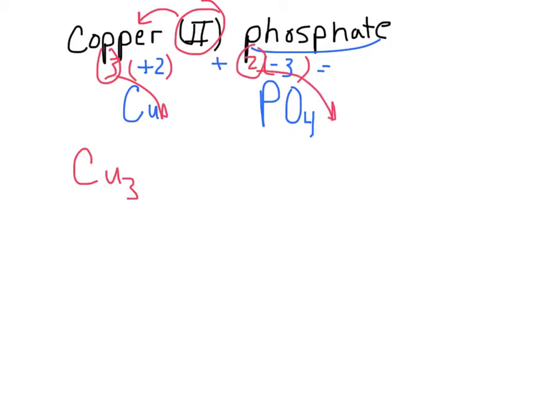But we have to remember, whenever we have polyatomics, we have to put them inside parentheses if we need more than one of them. If we don't need more, don't use parentheses. But I need 2, so I'm putting parentheses around it and putting a 2 on the outside.